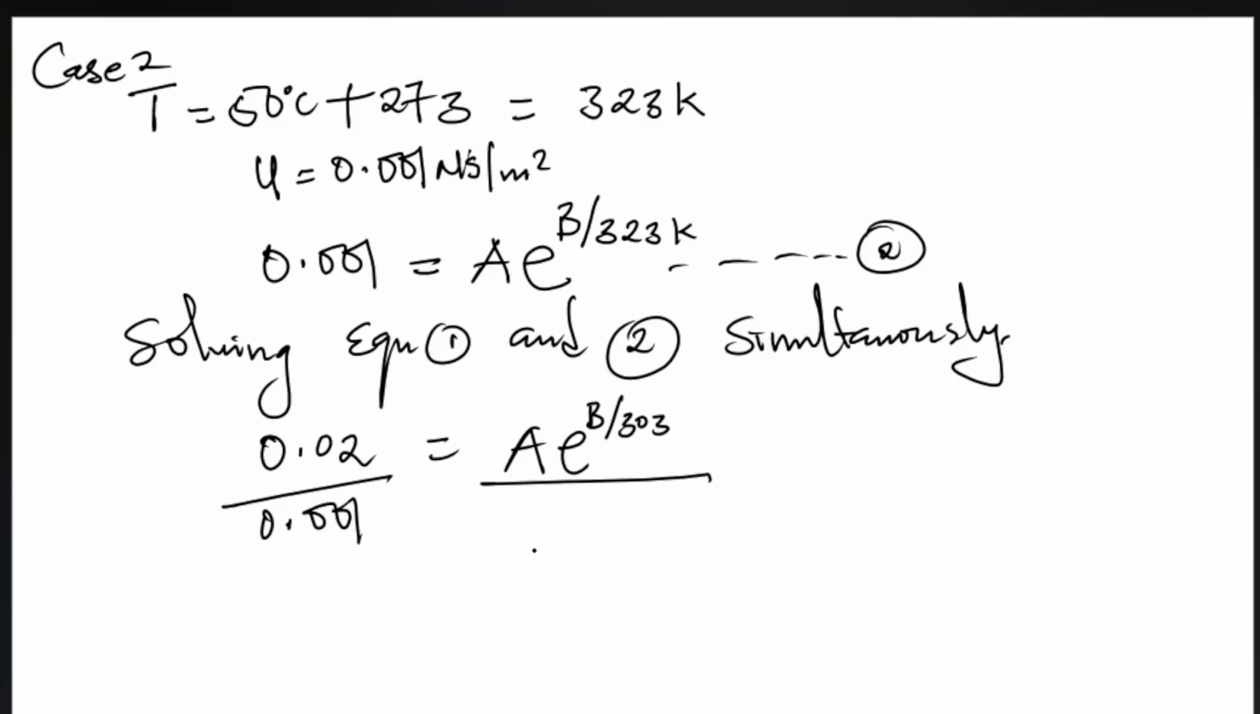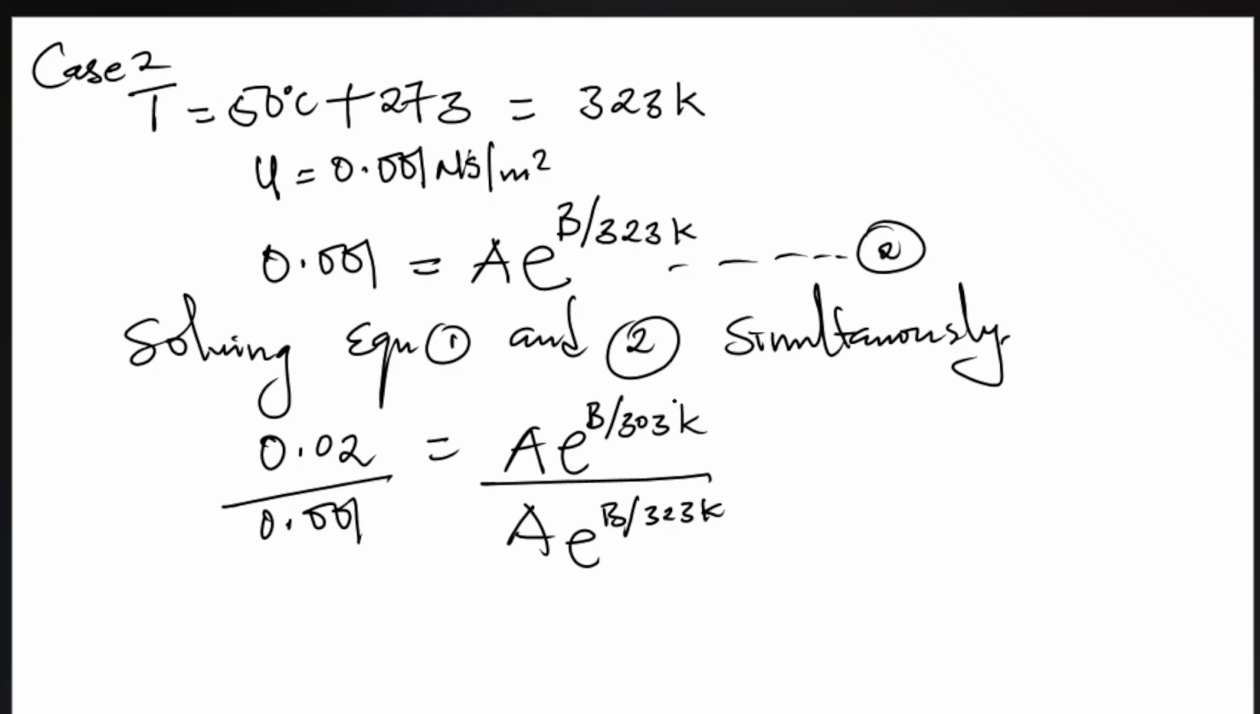0.001. This will also divide what? Exponential B divided by 323k. Now remember, what we are doing here is we're solving equation 1 and equation 2 simultaneously by dividing equation 1 by equation 2. That's what we are doing.